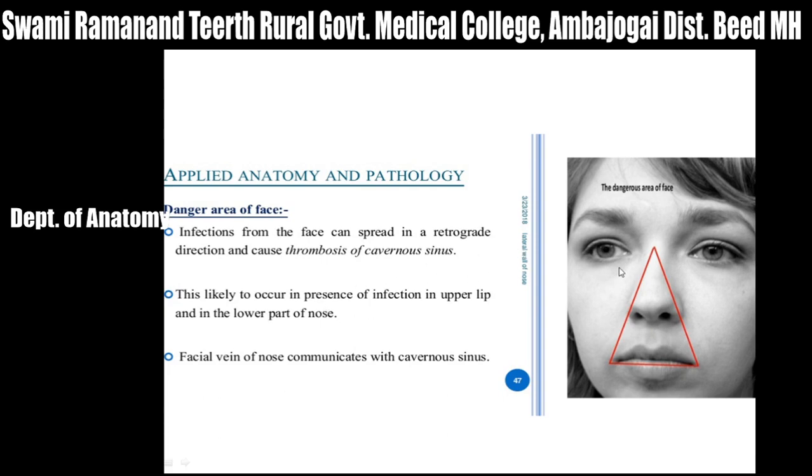There is a dangerous area of the face. The infection from the face can spread in a retrograde direction to the cavernous sinus, and it causes cavernous sinus thrombosis. This is likely to occur in infections of the upper lip and in the lower part of the nose, so this is the dangerous area of the face. The facial vein communicates with the cavernous sinus.